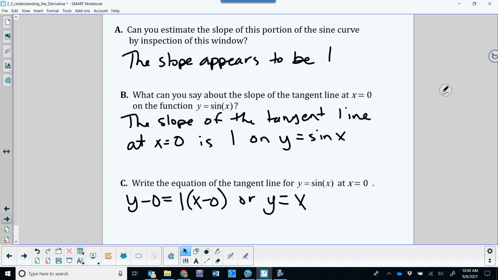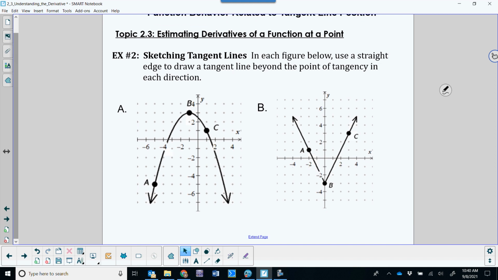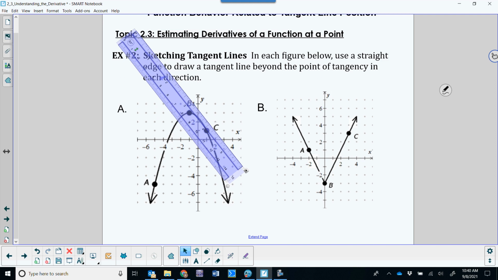All right. So now here you need to use a straight edge. If you want to grab a ruler or your protractor out of your packet, you can use your protractor as a straight edge. I'm going to actually use the ruler tool here, and I'm going to draw tangent lines. Basically you're going to use a straight edge, move it, and lay it along the points here.